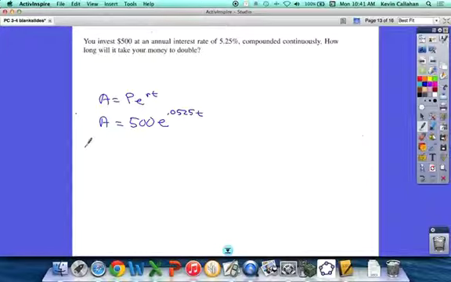Now the question is, how long is it going to take your money to double? Okay, well, how much will it be when it doubles? It'd be 1,000, right? That 500 turns into 1,000. Doubling means they equal 1,000. So let's put in A is 1,000.